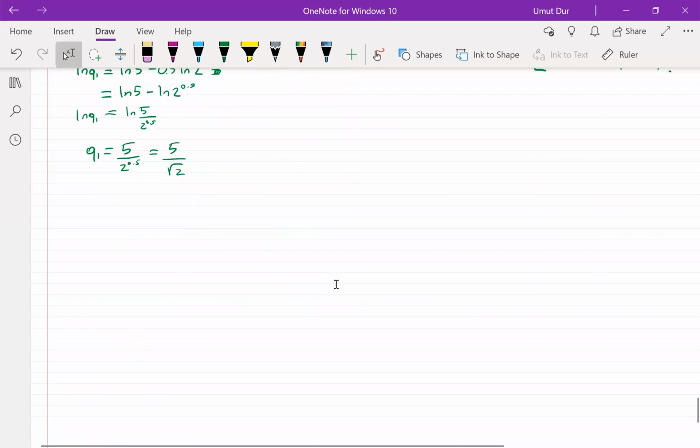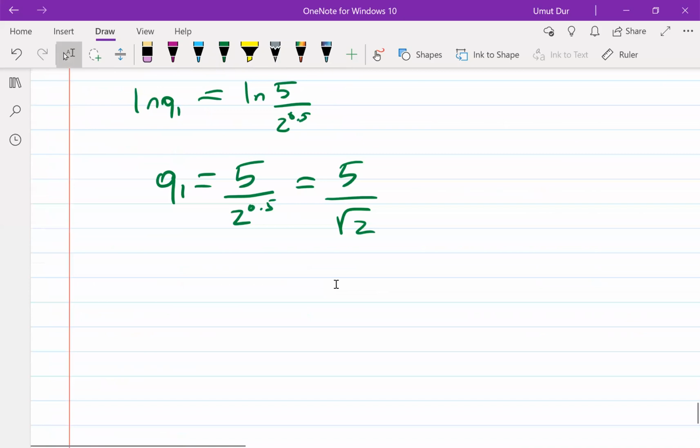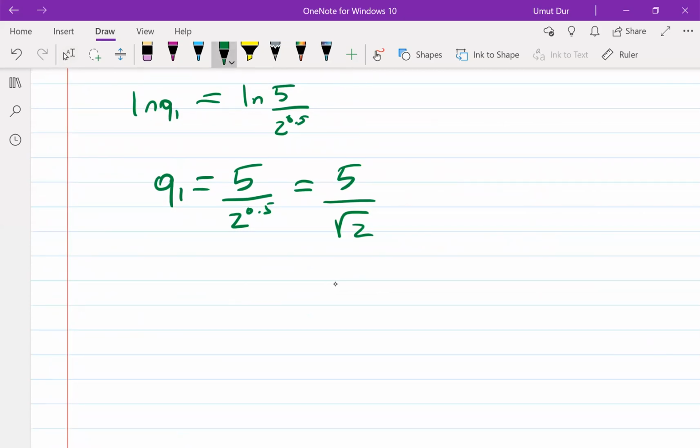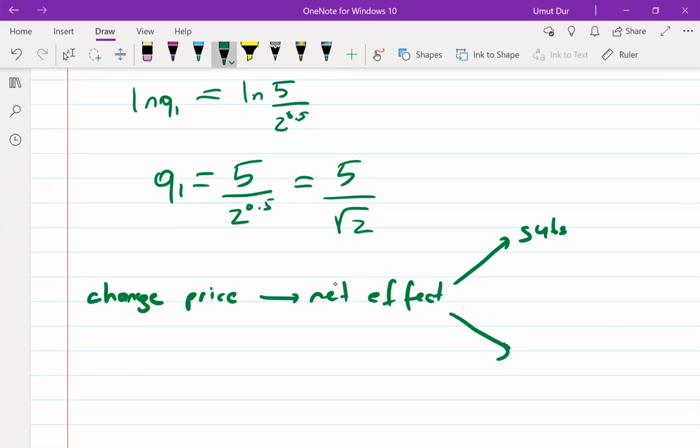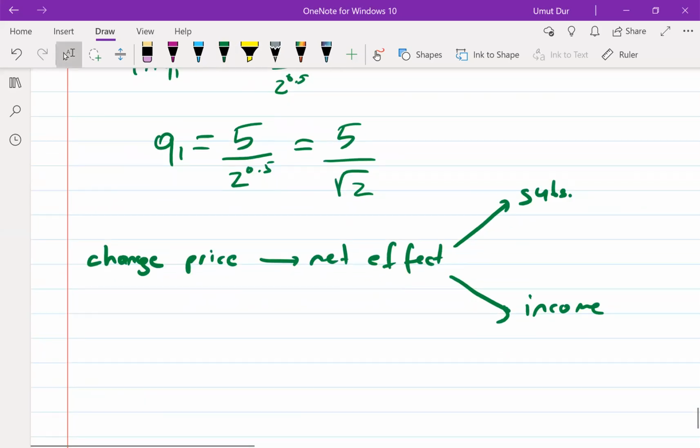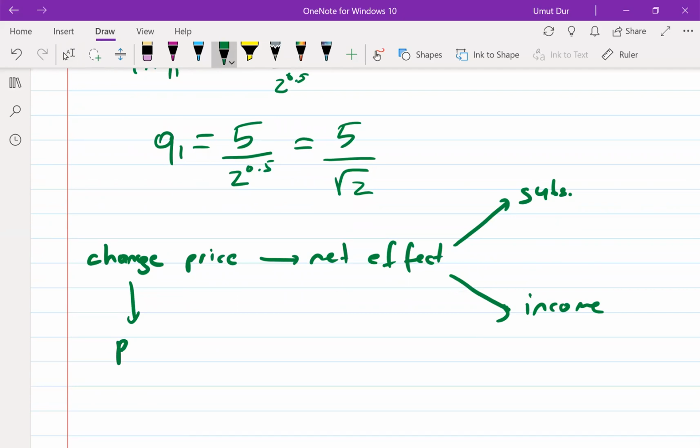So let me do one last thing, okay? Then I will dismiss the class. So what we have seen is, we are changing the price. Okay, change price. Then we have a net effect, and we decompose this net effect into two parts: substitution effect and income effect. Okay. So let's say that we increase the price. Okay, price has increased.